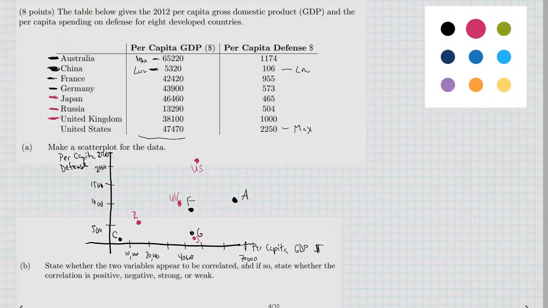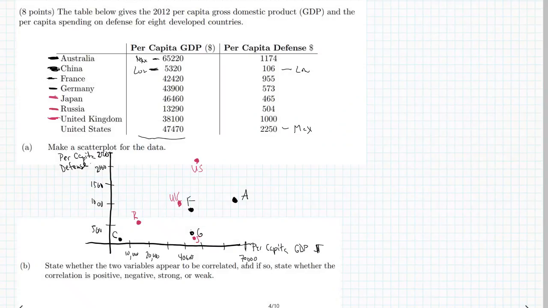Now, taking a look at this, you might say, oh, well, this seems like no correlation, but if you look, if I were to draw a line, granted, I have some below and some above, but the general trend seems to be going up. As one increases, the other increases, the exception being Germany and Japan, right? But a majority of these tend to be doing that. So in terms of our next question, state whether the variables appear to be correlated. And if so, state whether the correlation is positive, negative, strong, or weak.